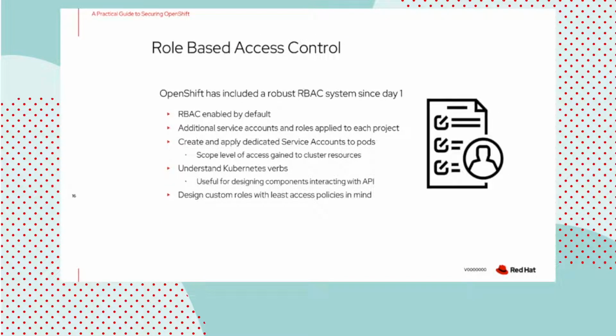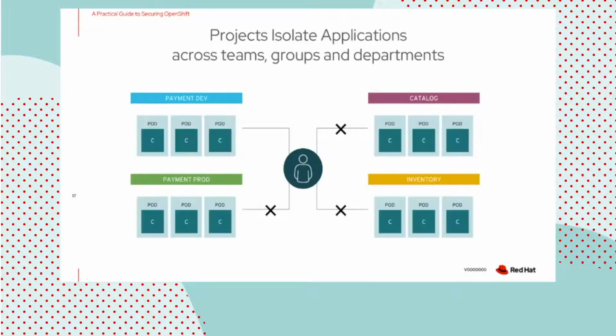So role-based access control, like I mentioned, is enabled by default. You also have the concept of service accounts. In case pods need to call an endpoint to get access to a specific resource, they can use service accounts. You can use custom roles. And next, you can create teams within OpenShift, and you can create projects for those teams.